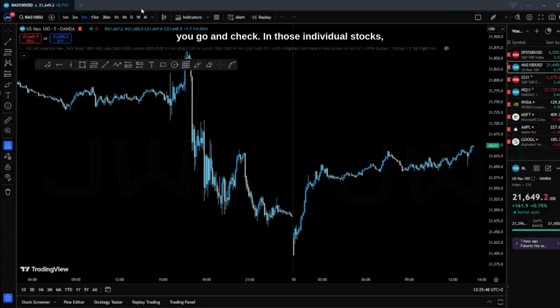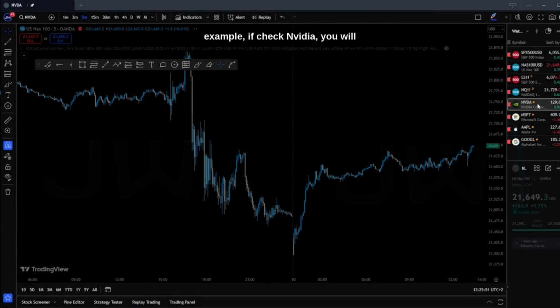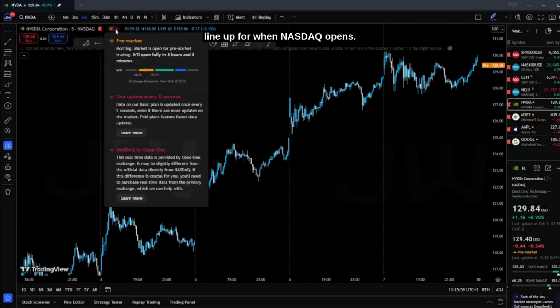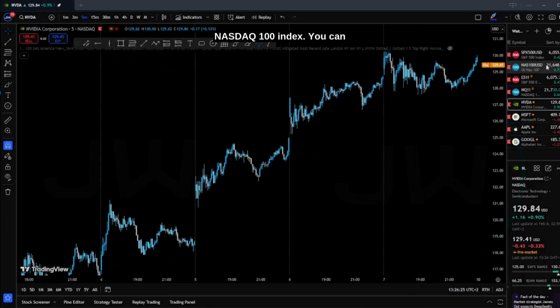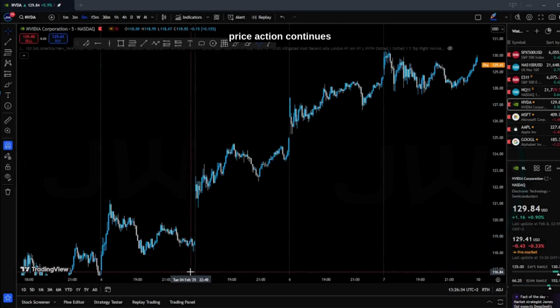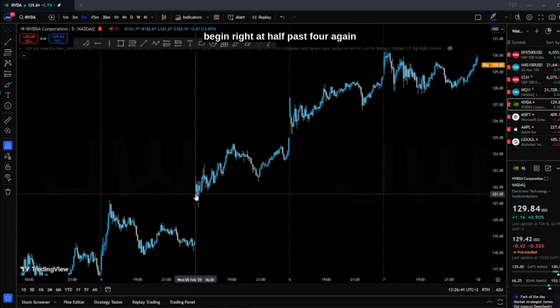And so if you go and check in those individual stocks, for example, if you check Nvidia, you will see that the times up here line up for when Nasdaq opens. So you'll see we're in pre-market. And once we reach 9:30 in New York exchange time zone, we will be opening at that exact same time at 4:30 South African time on the Nasdaq 100 index. You can look at the time here at the bottom. It shows that price action continues until 11 o'clock, and then we begin right at 4:30 again.